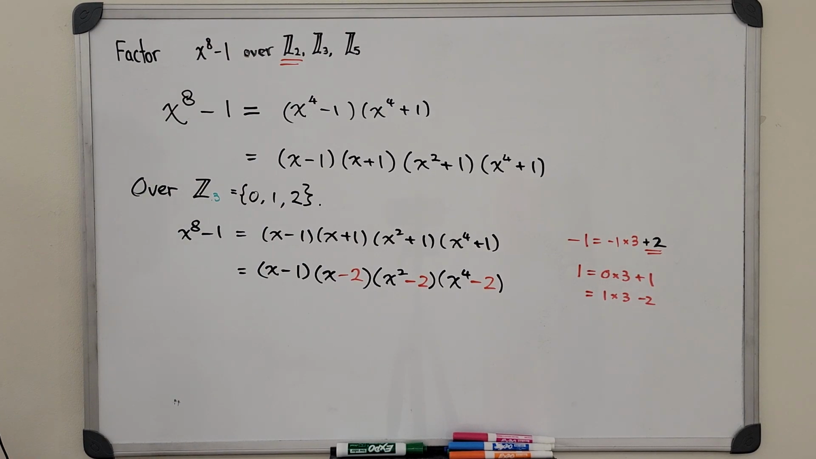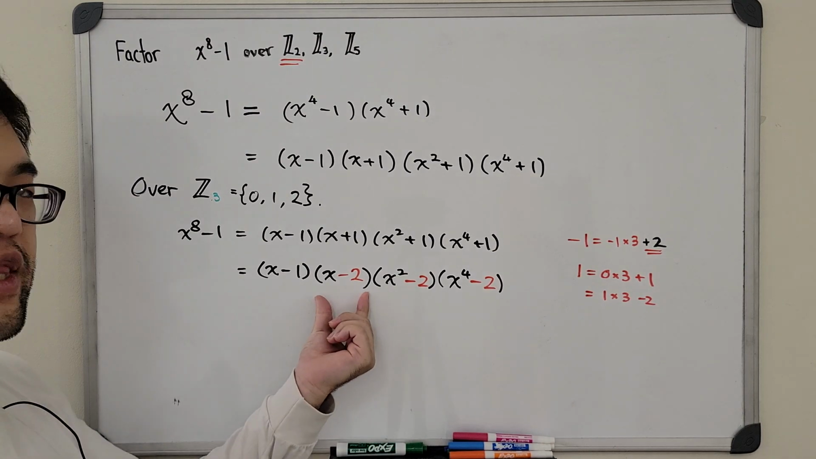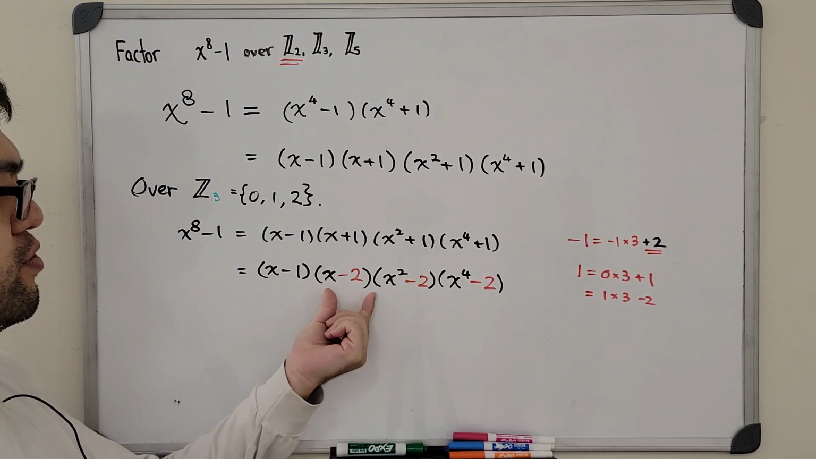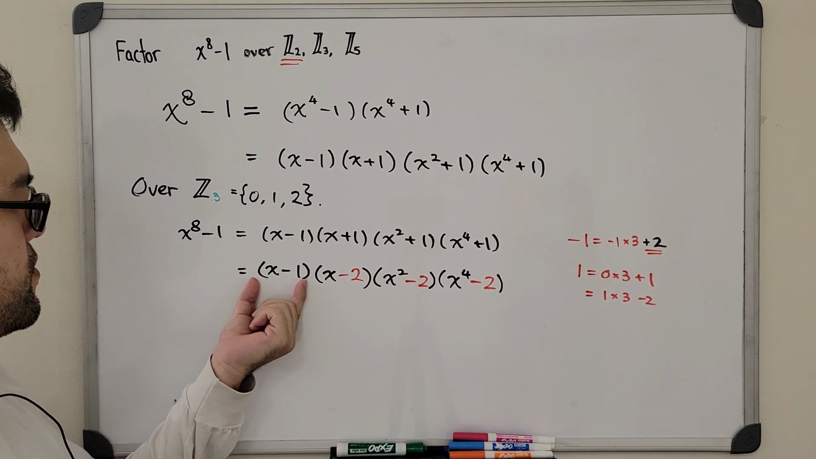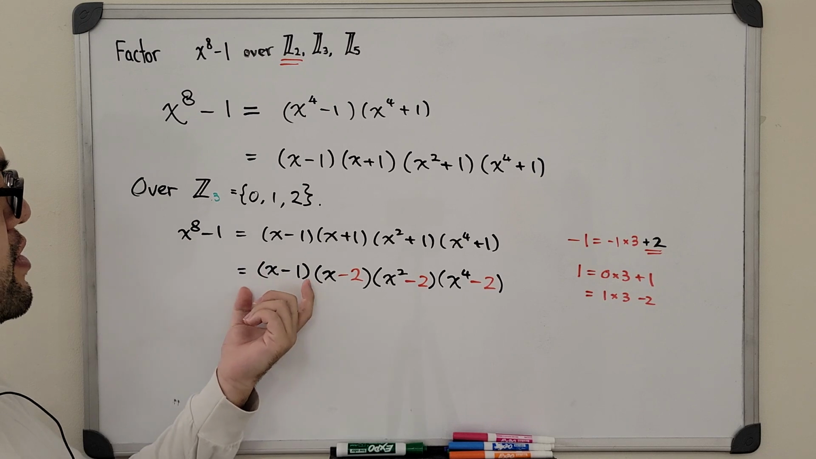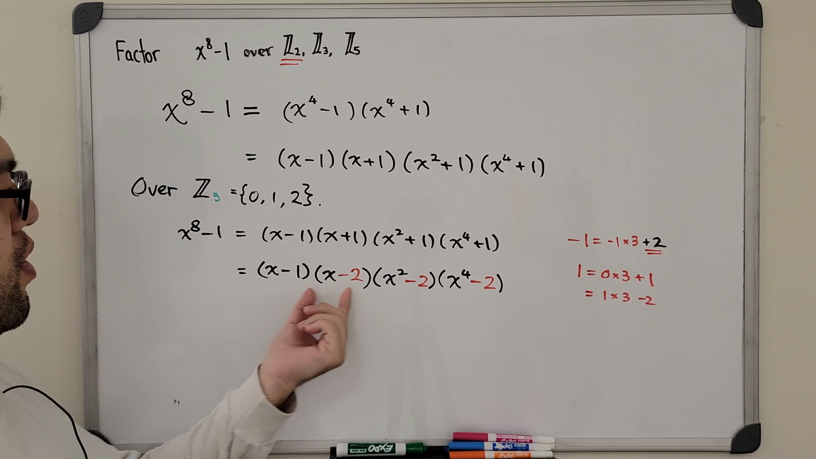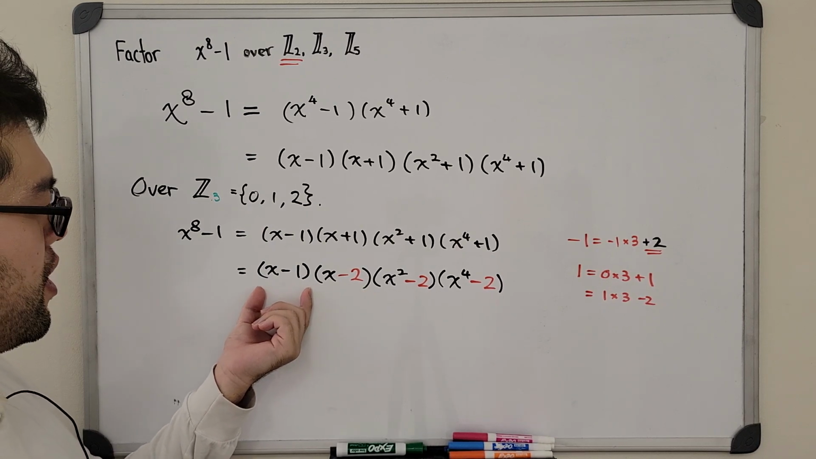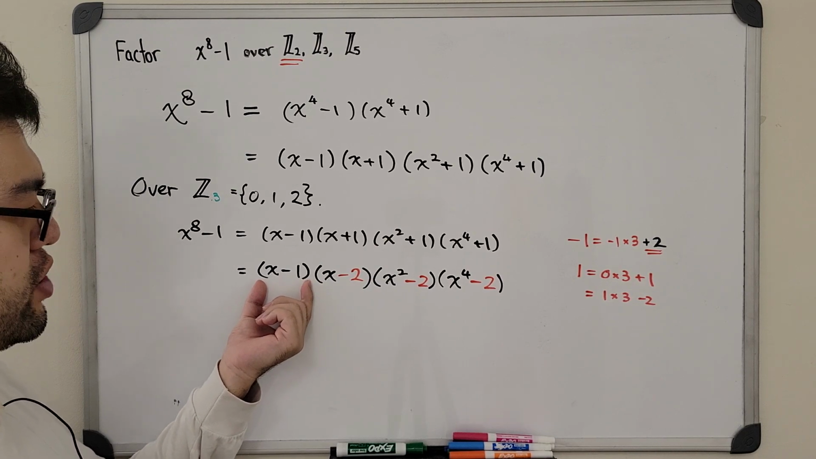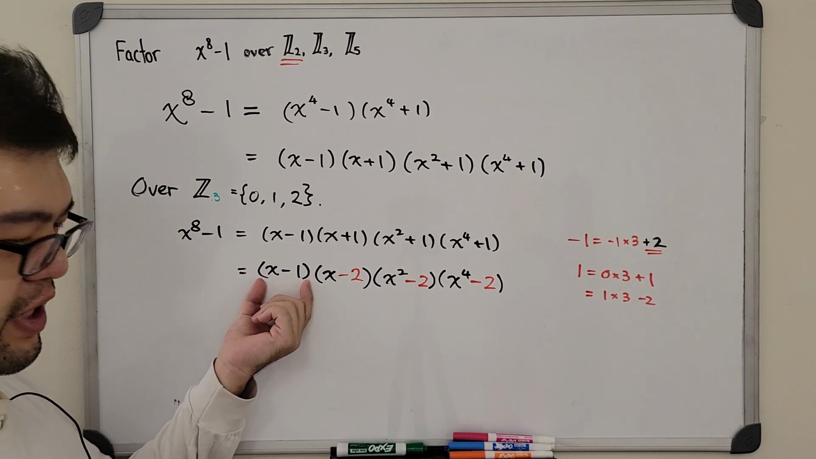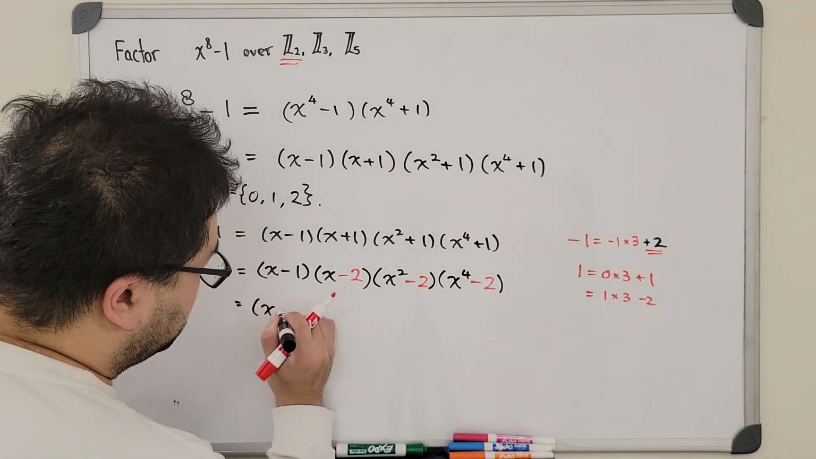Great. So now we see that the first two factors are already linear terms, meaning that they are irreducible. In other words, other than the units of the ring that we have, we have nothing else that we can factor out from it or degenerate into two smaller degree factors. So the first two terms are already determined.